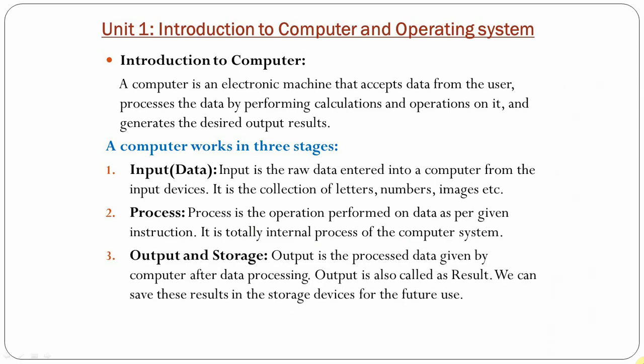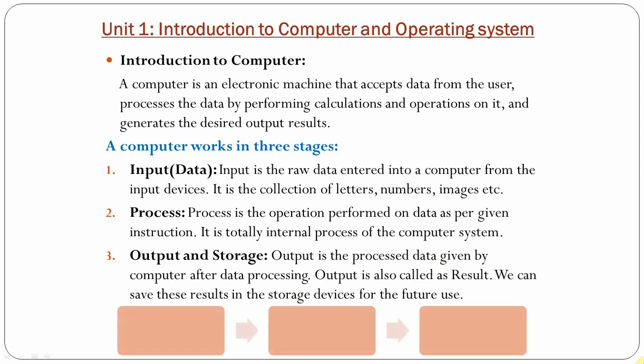Third stage, output and storage. In that, output is the processed data given by computer after data processing. Output is also called the result. We can save this result in the storage devices for future use. So, third is the output stage. Output is also called a result.